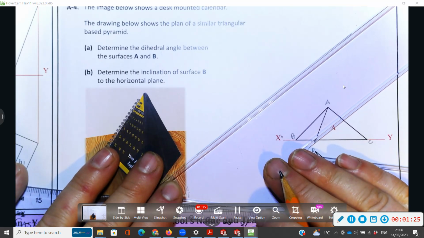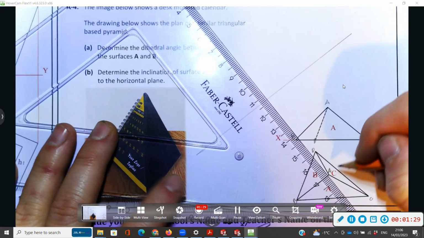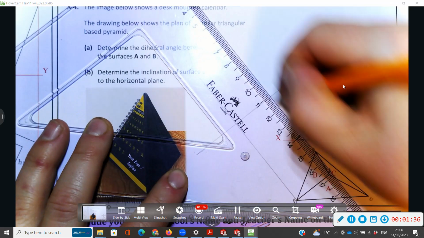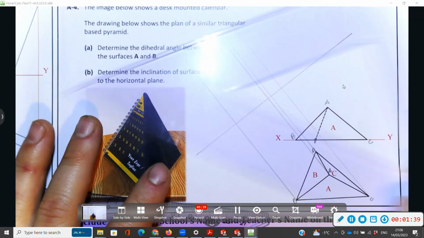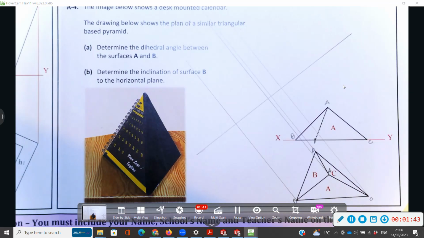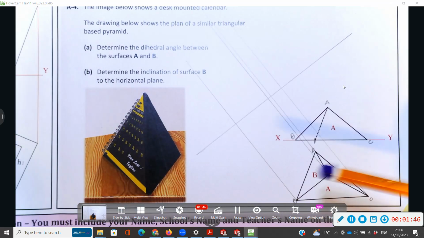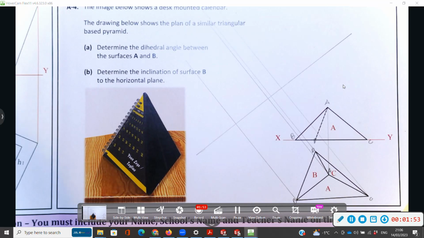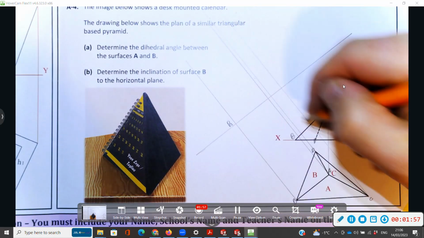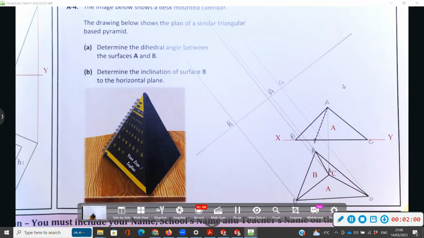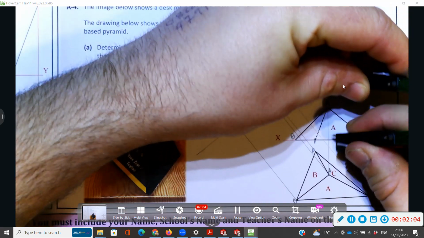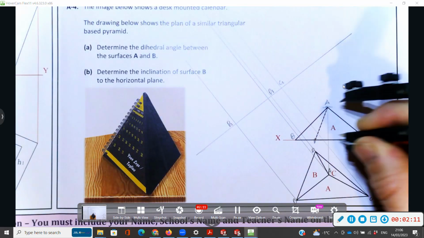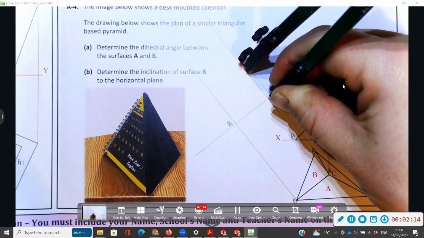Now I'm going to project my points from plan, perpendicular to line AB. So I'm projecting my points A, B, C, D from plan. I'm going to take my height from elevation. Right, so B is on the XY line in elevation, so it's on the X1, Y1 line. So too is D1, so too is C1. So the only height we have to take is the apex A. So I'm taking the height from my elevation, and I'm going to follow A along here, and step it along there.